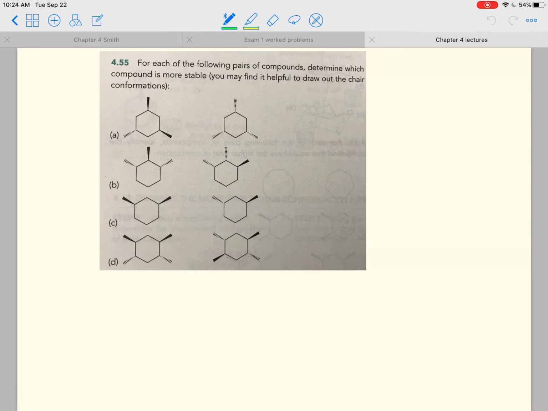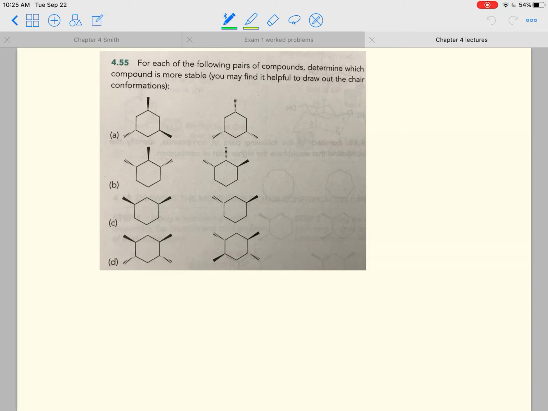Problem 55 is quite comprehensive. We've got these tri, tetra, and di-substituted cyclohexanes. We're asked, for each of the following pairs of compounds, to determine which compound is more stable. They say you may find it helpful to draw out the chair conformations. There is no other way to solve this problem. If you can do it in your head, you're probably not watching this video right now.